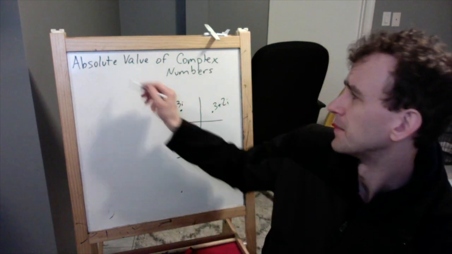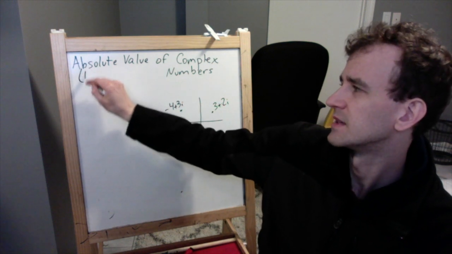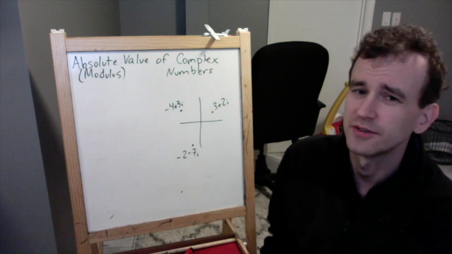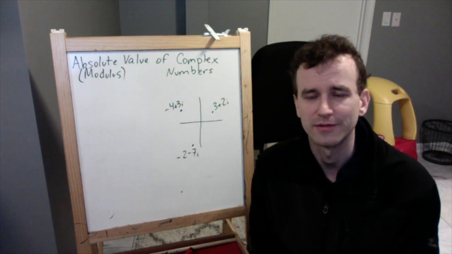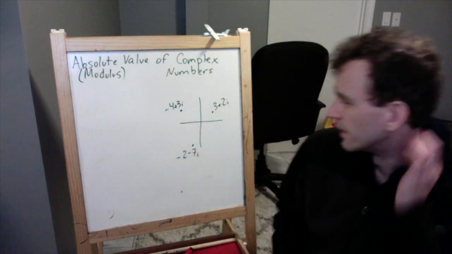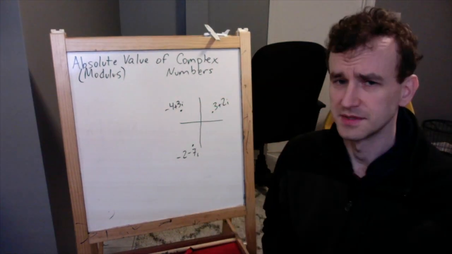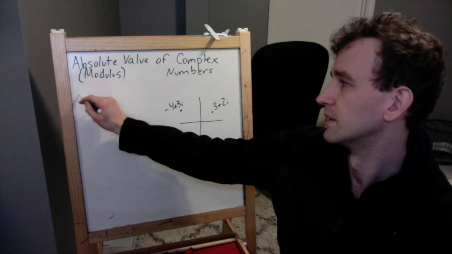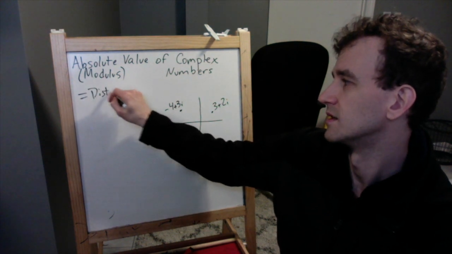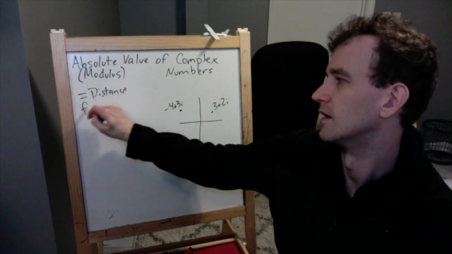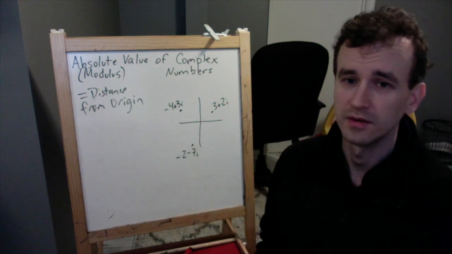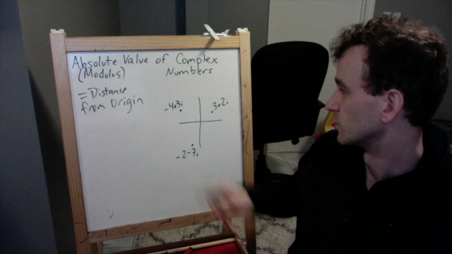The absolute value of a complex number is also referred to as the modulus. You might hear that term as you do more stuff with complex numbers later on. So sometimes it's called the modulus. It's just the distance from the origin, on this real imaginary plane.